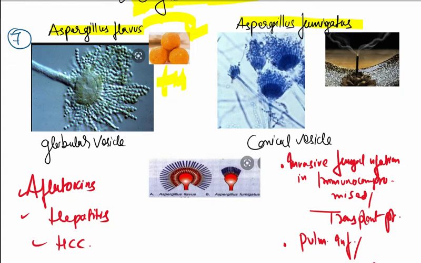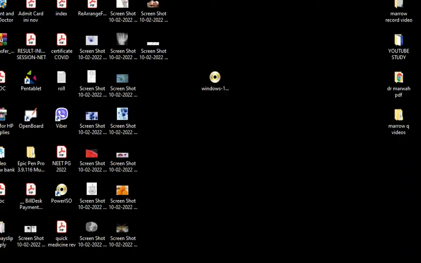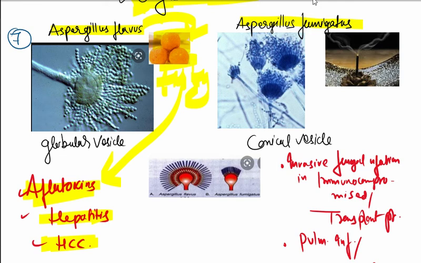So when we take this laddu, we can have aflatoxins. So hepatitis and hepatocellular carcinoma can happen. Why am I showing the laddu here? So we take the laddu, and our GIT system has exposure to these toxins, and the liver is attached to our GIT system, so hepatitis and hepatocellular carcinoma can happen.